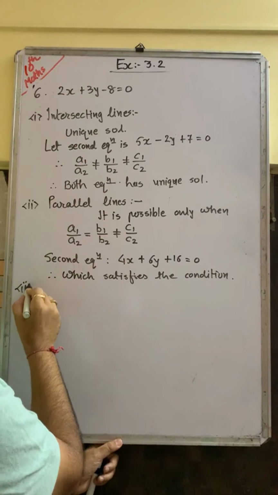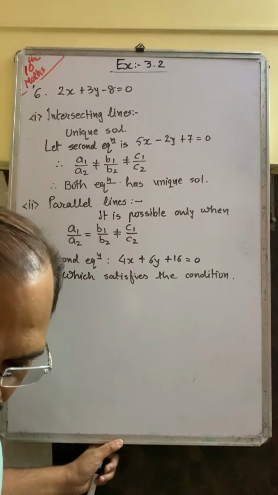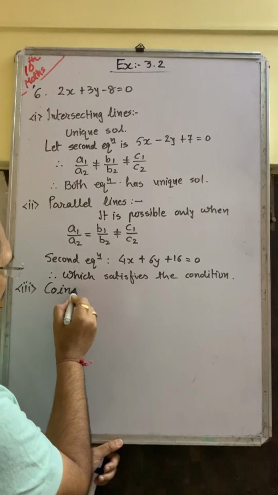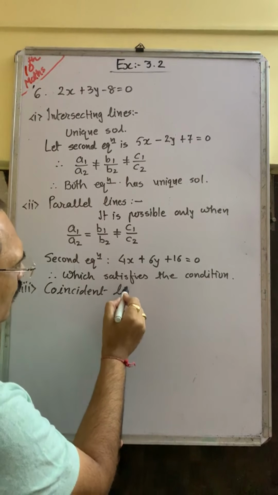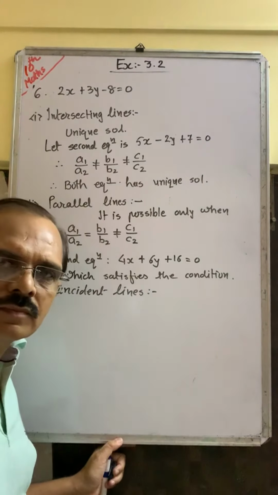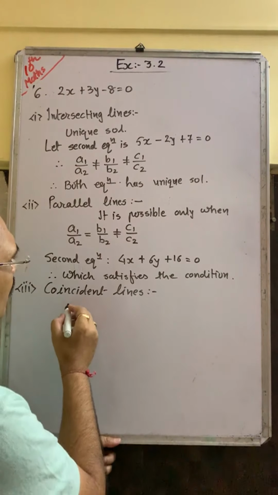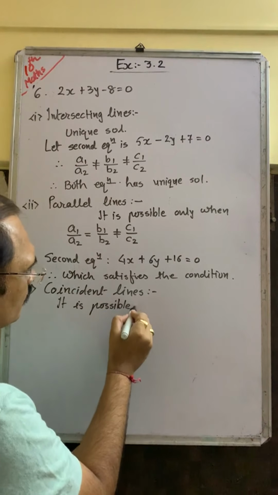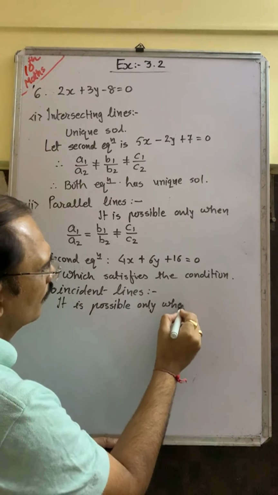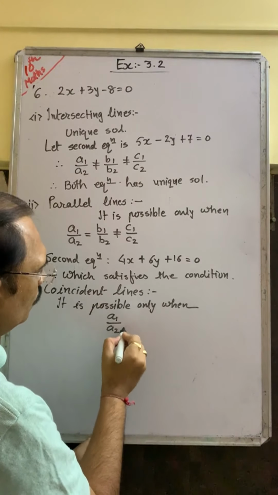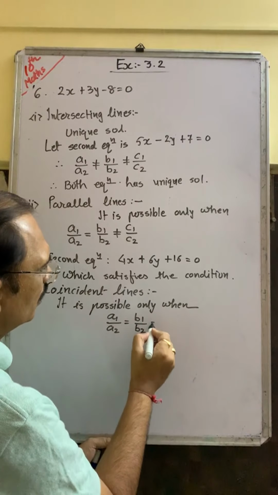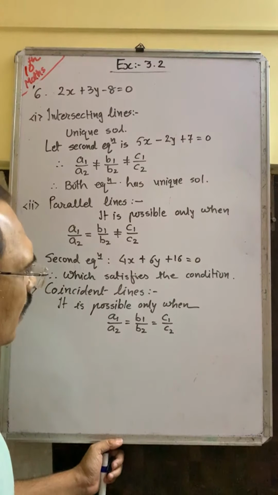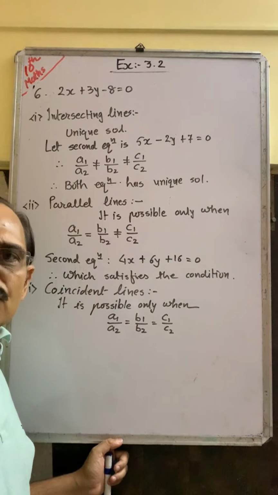Okay, and third is what? Coincident lines. Coincident lines means both lines are the same. Both lines are the same means it is possible only when a1 upon a2 is equal to b1 upon b2, which is equal to c1 upon c2. If these three are the same, then we can say that both the lines are coincident with each other and infinitely many solutions are there.